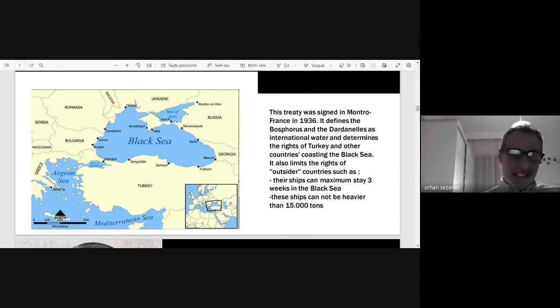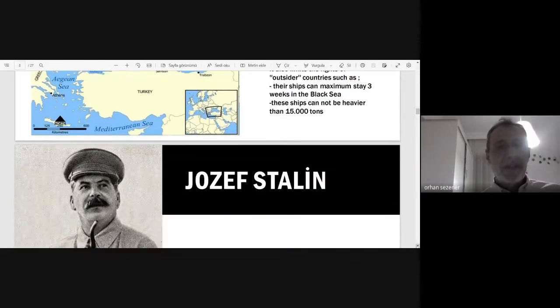circumstances. Sizes were limited, the weights of the ships were limited, and the duration or the sojourn of the ship in question in the Black Sea was limited. They could stay maximum 3 weeks in the Black Sea. At the end of this period, they were supposed to depart. Likewise, the ships wouldn't be heavier than 15,000 tons. This treaty is very important even today, especially during the tension between Ukraine and Russia.